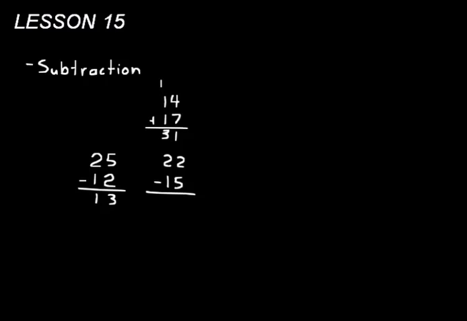And so what we would do is we would change this 2, that one I just crossed out, we would change that to a 1. And then we would give 1 to the ones column, one $10 bill to the ones column. And so that 1, 2 right there, just think of that as 12 now. And so now we can do 12 minus 5, and we know 12 minus 5 is 7. And then we can do 1 minus 1, which is 0. And so our answer to 22 minus 15 would just be 7.